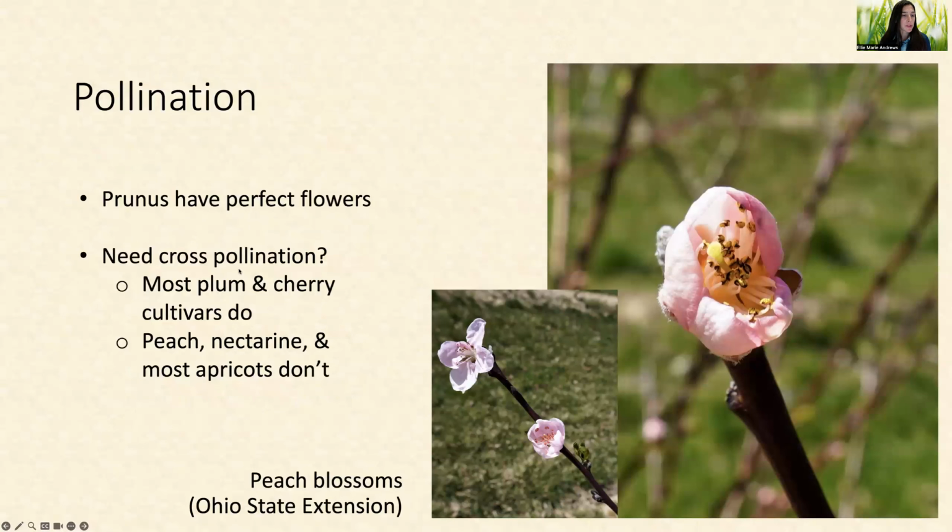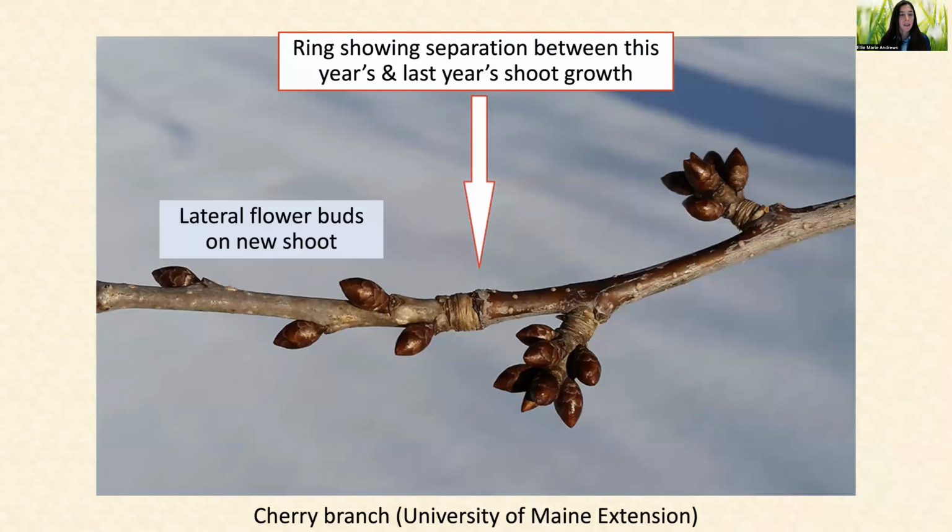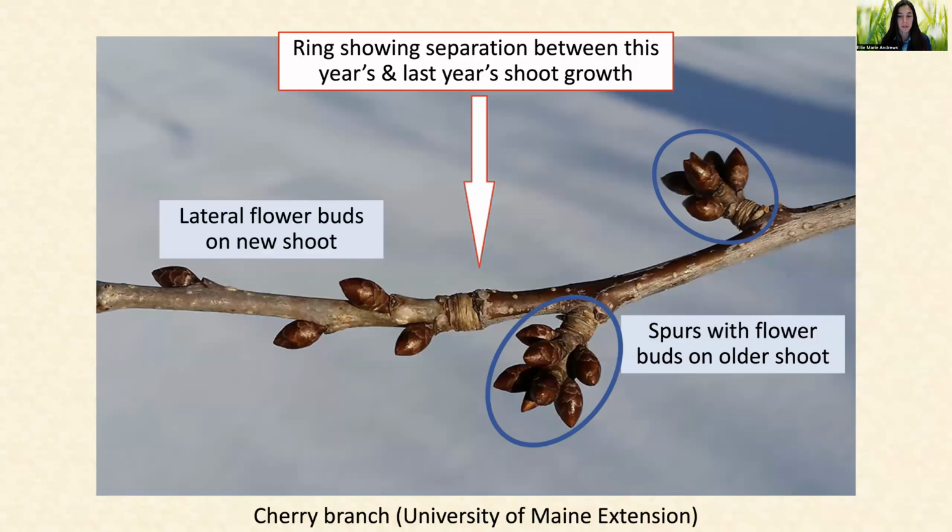So for pollination, prunus have perfect flowers. So, whether or not they need cross-pollination kind of depends. So most plum and cherry cultivars do need cross-pollination, whereas peach, nectarine, and most apricots don't. So here's a nice photo showing the ring showing separation between this year's growth and last year's growth on this shoot. So this is a cherry branch. And on the left, we have lateral flower buds on the new shoot. And on the right, we have two spurs with flower buds on the older part of the shoot.